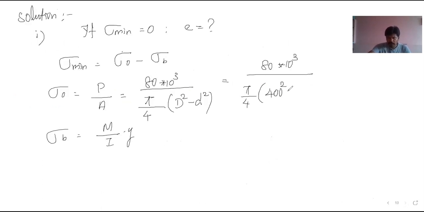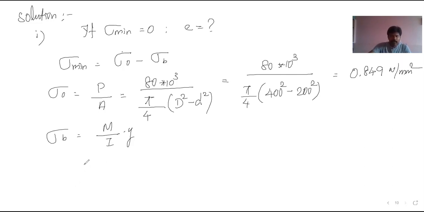So 400 squared minus 200 squared. If I substitute this value, I can get the value of sigma naught, that is direct stress. So 80 into 10 cube divided by pi by 4 into 400 squared minus 200 squared. If I substitute this, I can get the value of P by A is equal to 0.849 Newton per mm square.